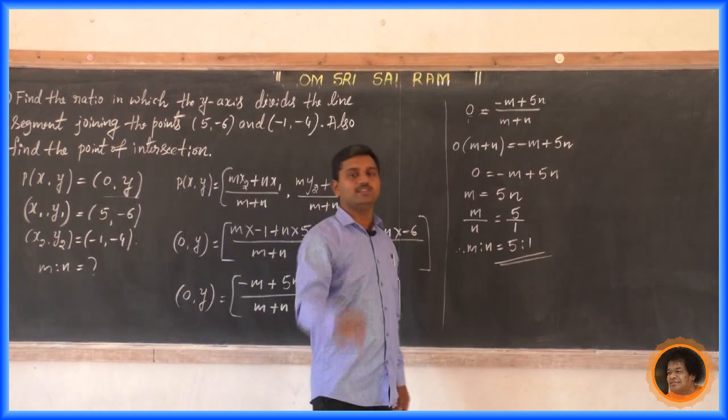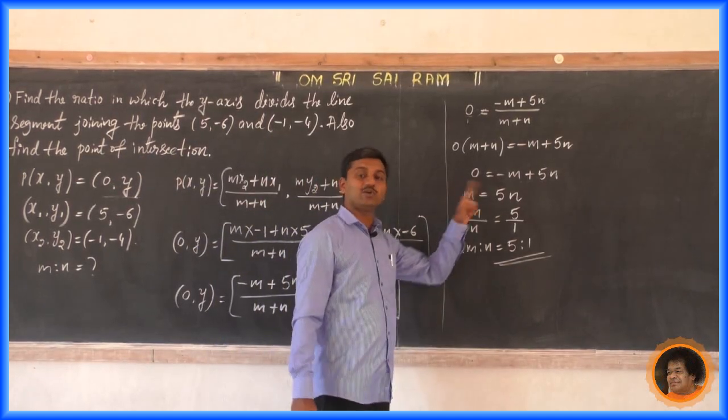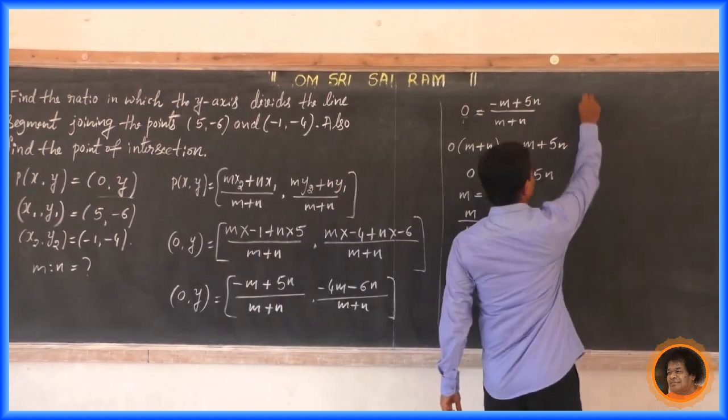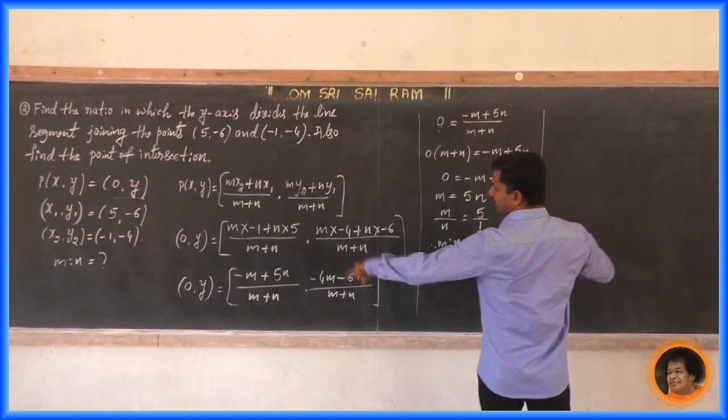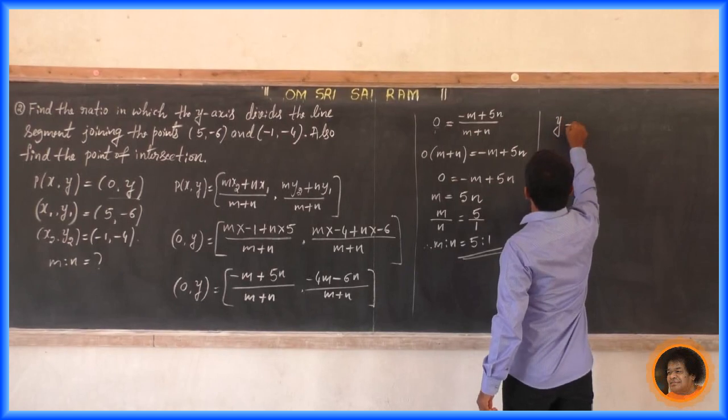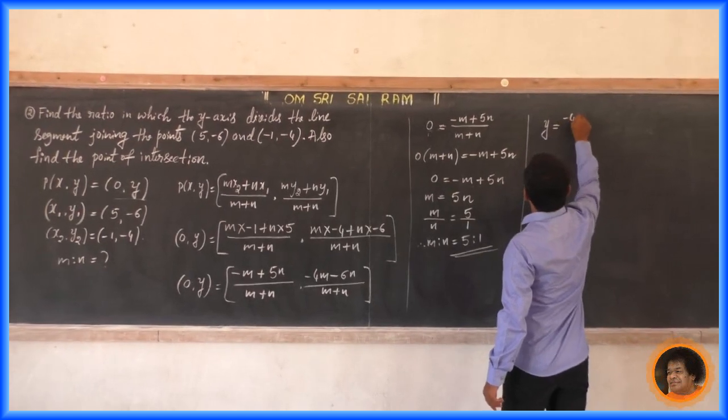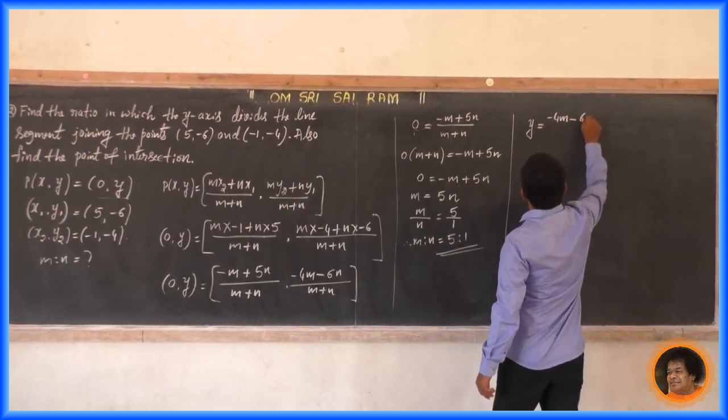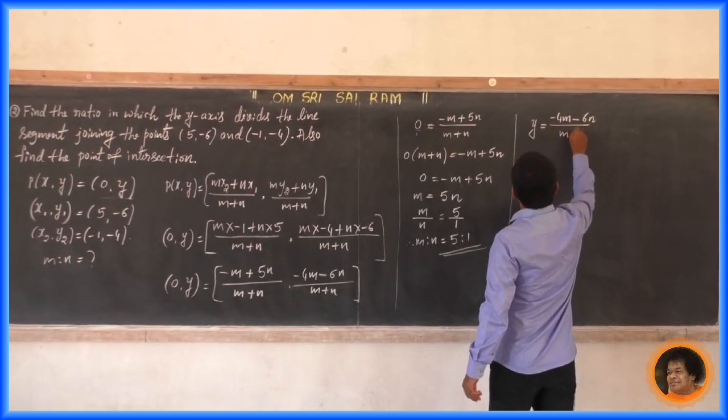Any point on the y-axis is in the form 0 comma y. So therefore, for the point of intersection, equate the second one. So y equal to minus 4m minus 6n divided by m plus n.